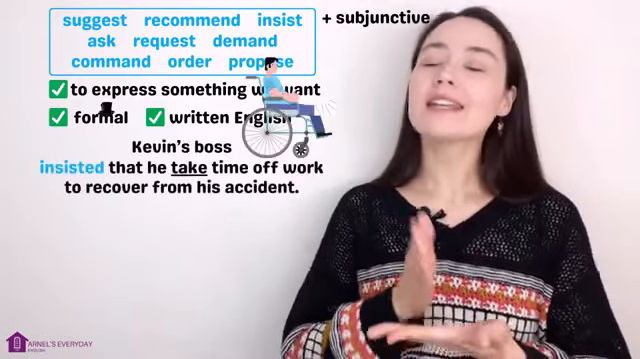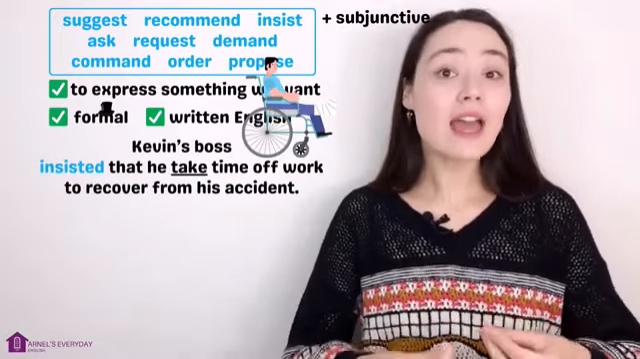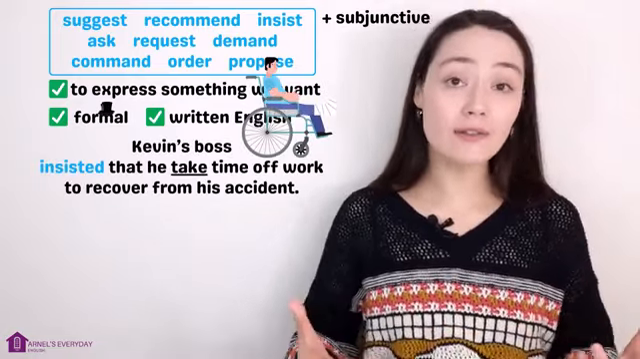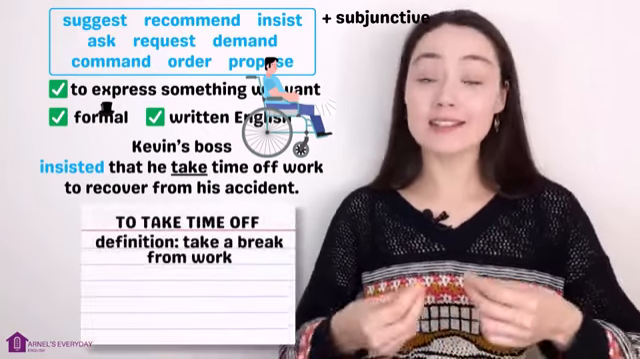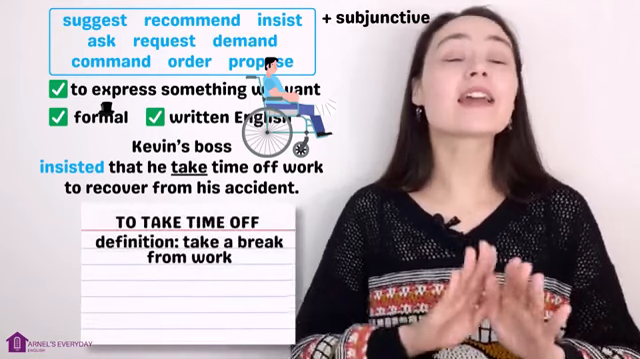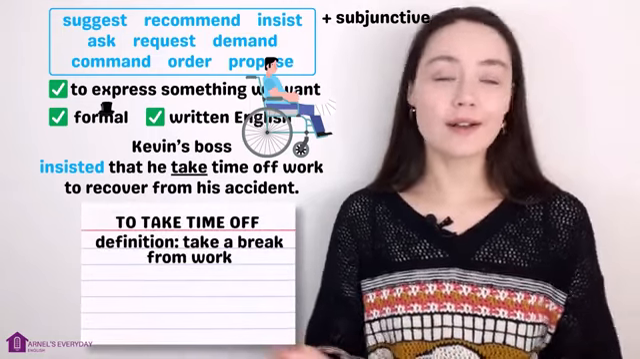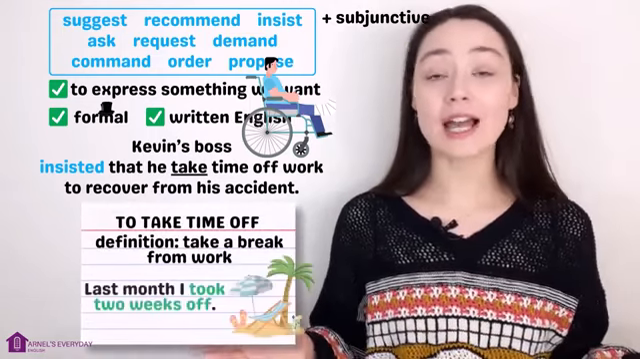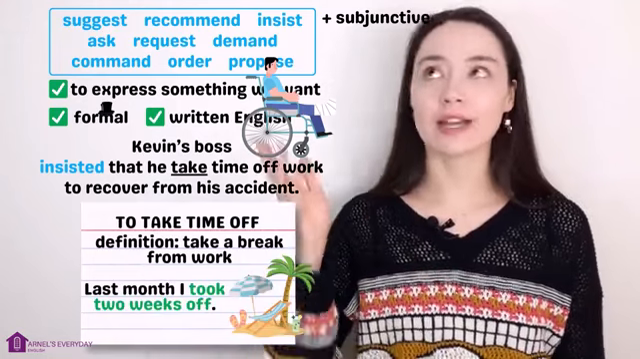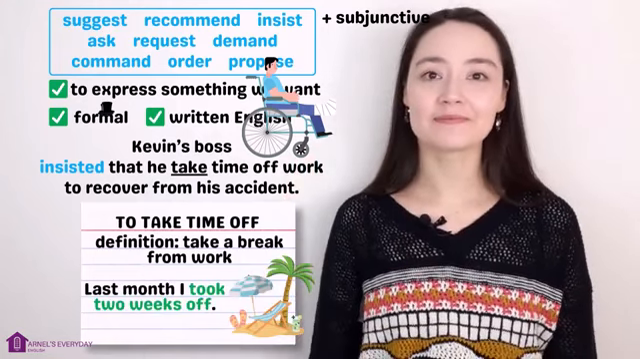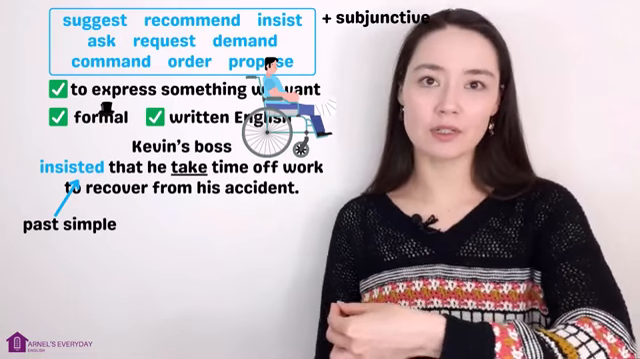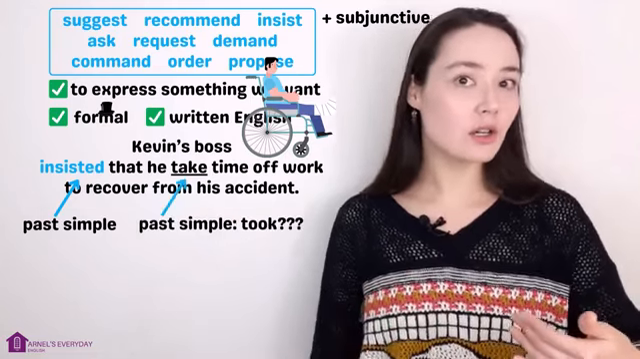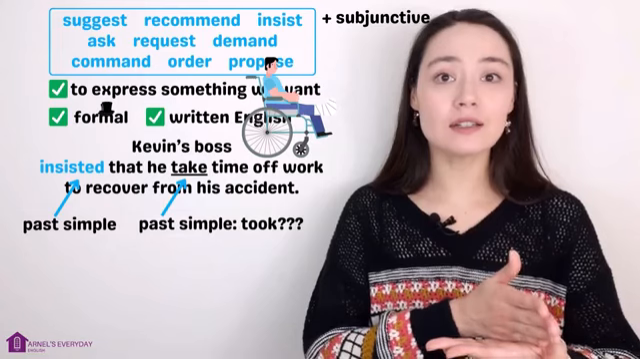Kevin's boss insisted that he take time off work to recover from his accident. And when a person takes time off, this means they take a break from work. For example, last month I took 2 weeks off. I went on vacation. Insisted is the past simple. Shouldn't it be took? Shouldn't it be consistent?